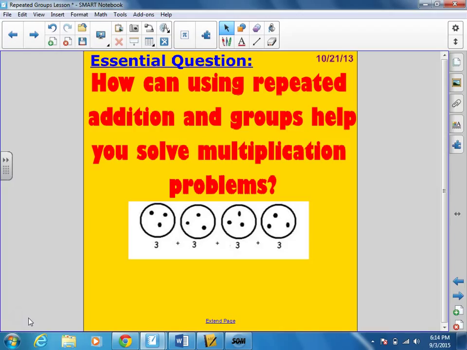Our essential question is, how can using repeated addition and groups help you solve multiplication problems? Today, we're going to learn how to solve multiplication equations using repeated addition and repeated groups.